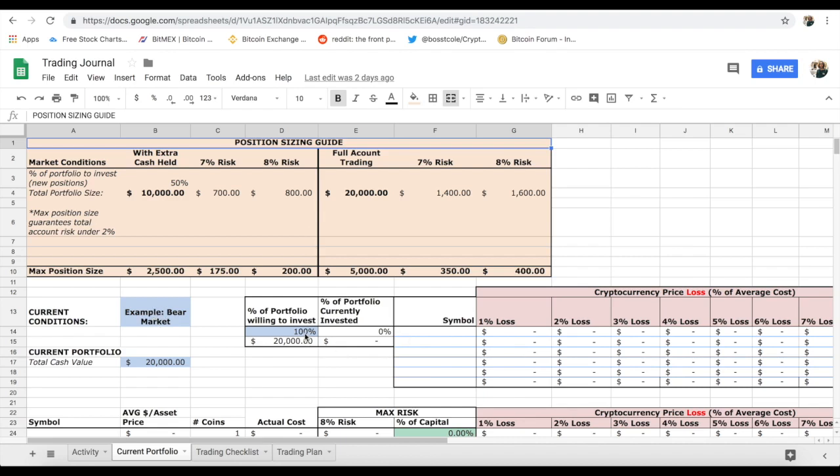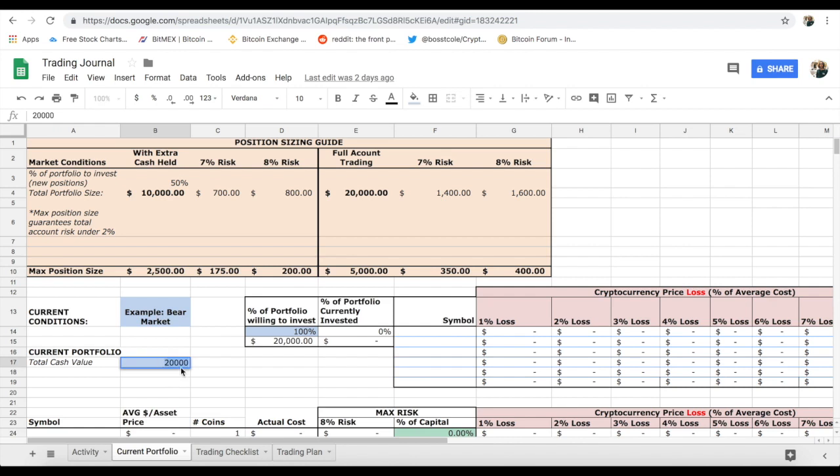So the blue is where you want to type. Everything else you don't need to add. It's all automatically calculated. So you want to go through the current conditions. This is just to set your mind right. If it's a bear market, add it as a bear market. If it's a bull market, add it as a bull market. This is going to frame a lot of your trading.